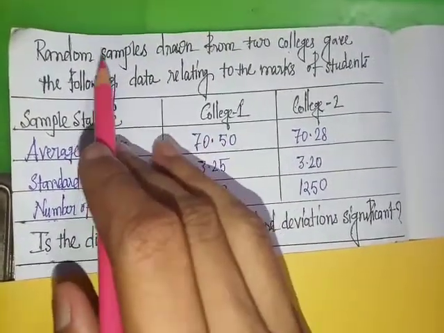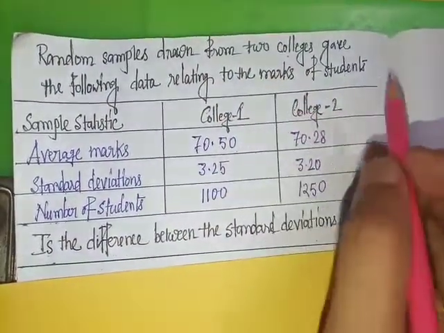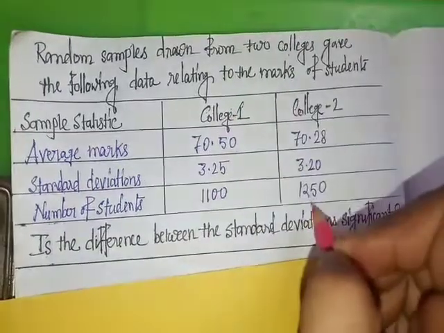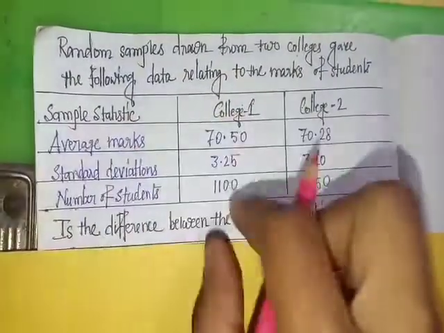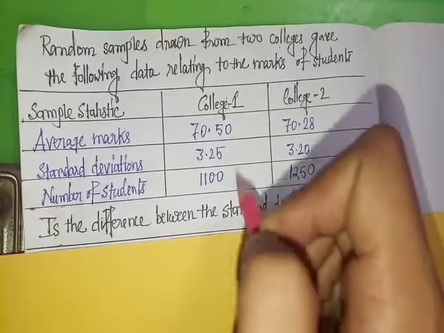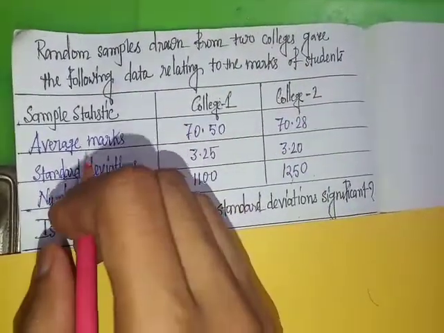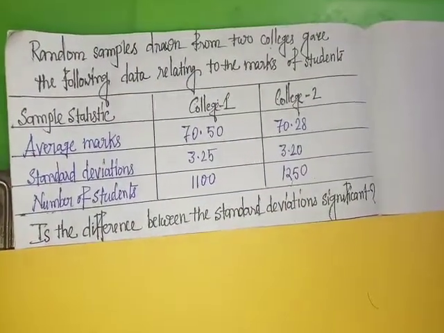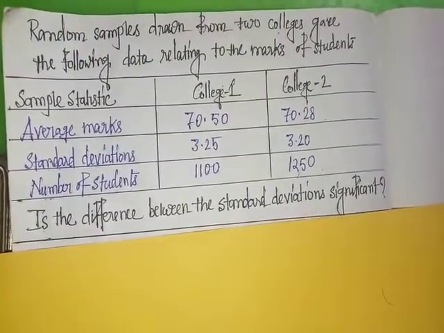I repeat, the random samples drawn from two colleges gave the following data relating to the marks of students. So we choose 1100 students from college 1 and 1250 students from college 2. Average marks of the 1100 students be 70.50 and average marks of the 1250 students be 70.28 and standard deviations of the students be 3.25 and 3.20 respectively. Question is: is the difference between standard deviations significant? Solution.